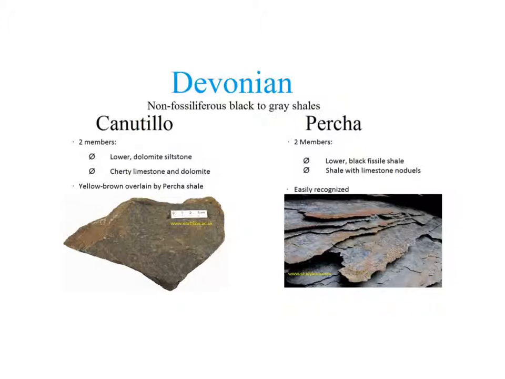Then you have your Percha, of which the upper is a black fissile shale, and the bottom is a shale with limestone nodules. The Percha is also known to be easily recognized due to the fissile shales.